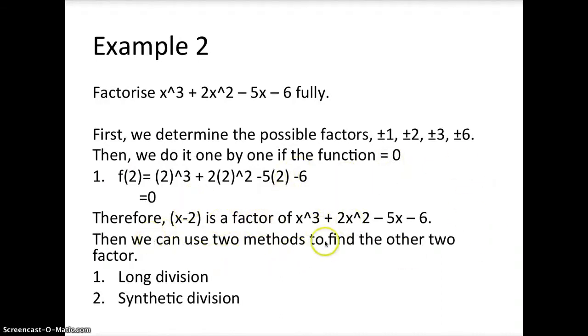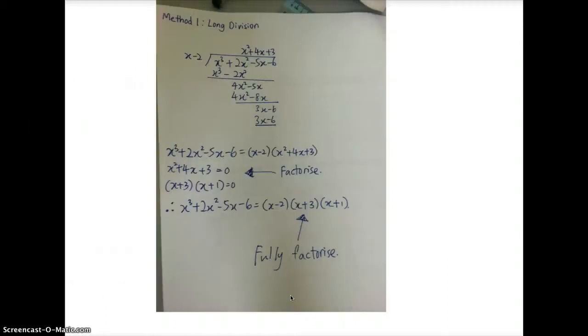Then we can use two methods to find the other two factors: long division and synthetic division. So these are the long divisions. We get quotients, and we put the divisor inside, a in the front, and we factorize the quotient to get the lowest one, which is fully factorized.